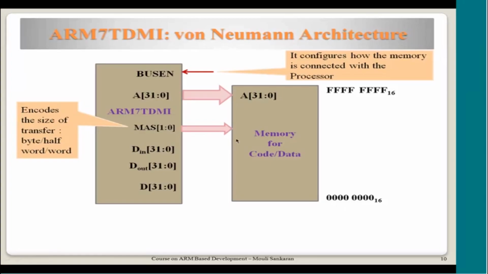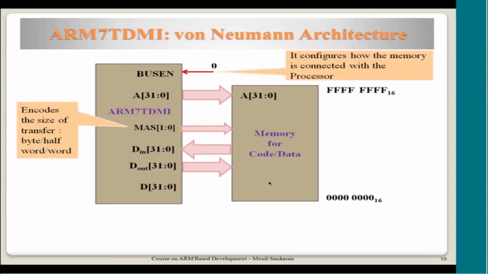So now you see here. When this bus enable is given as 0, the ARM processor is connected to the memory through this data bus, which is a bidirectional bus. So both while reading as well as writing, the data flows through this bus.